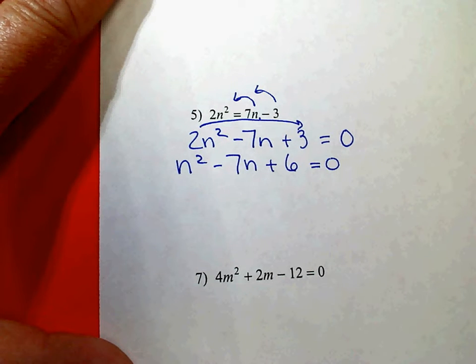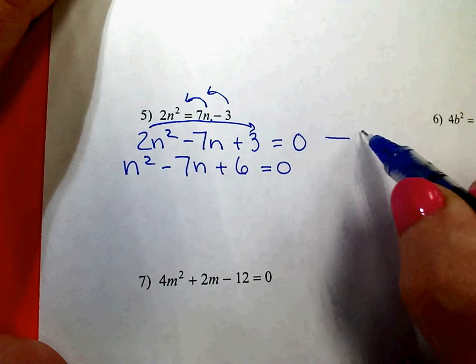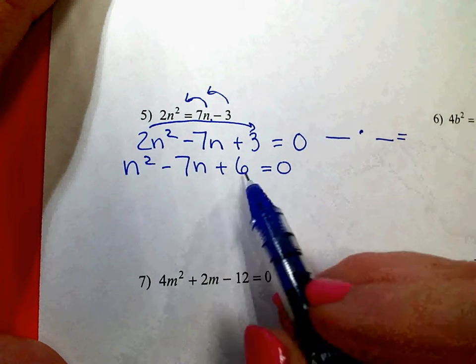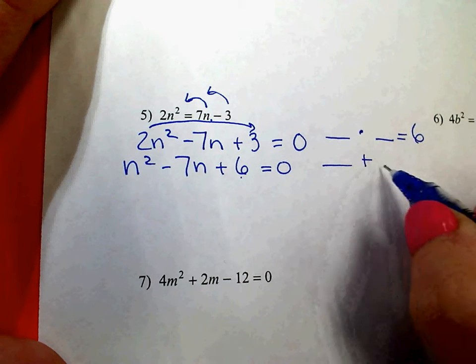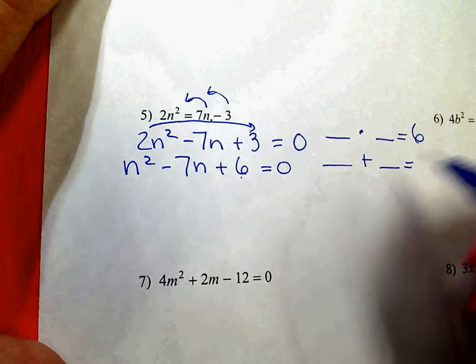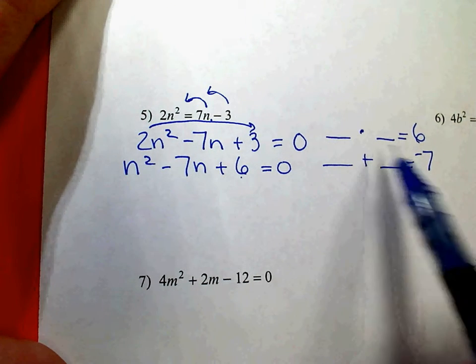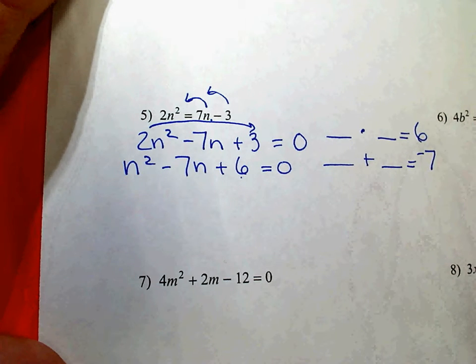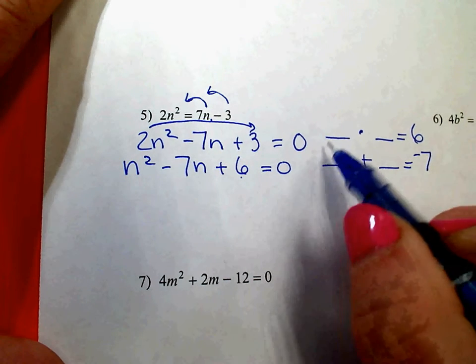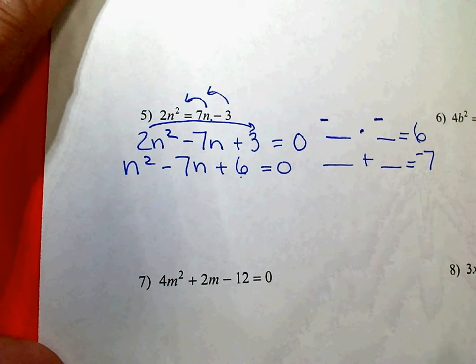So what I need to find now are two numbers that multiply to make positive 6, but the same two answers have to add to make negative 7. So if these two are going to add up to a negative number, but multiply to make a positive, my hint for you is it's going to have to be a negative times a negative in order to add up to a negative number.